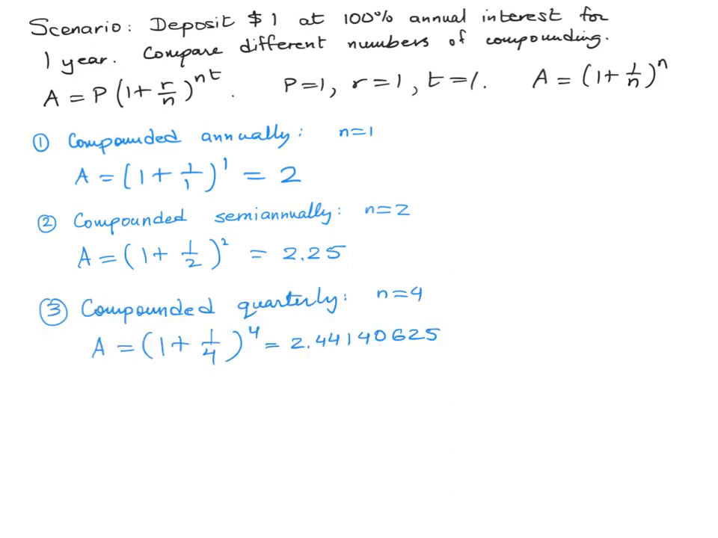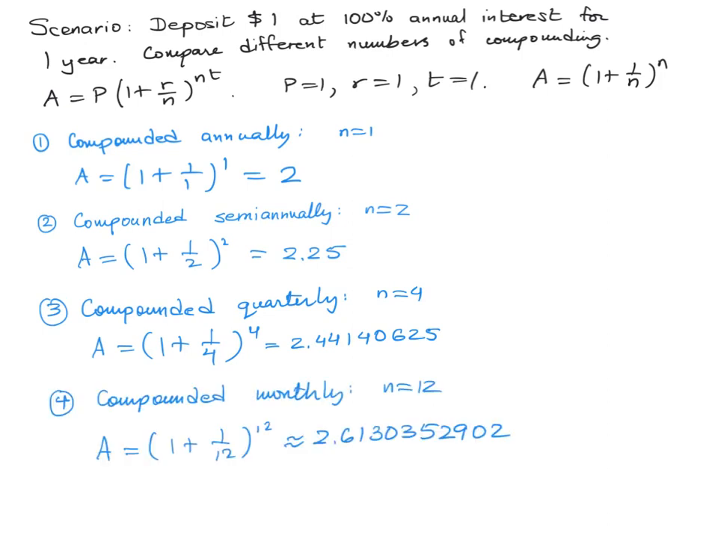So now we compounded quarterly, which means every quarter of a year, so 4 times in 1 year, so N is 4, and this is the formula, and then using the calculator, this is what we get. Now, it has gone up. It went from $2 to $2.25, then it went from $2.25 to $2.44 and some extra stuff, which I'm going to keep all the decimals for this example. So it has gone up. You compounded more often, you made more money.